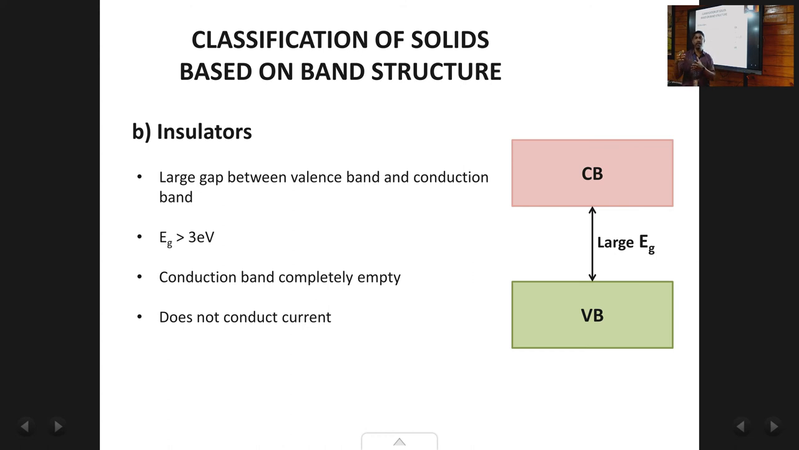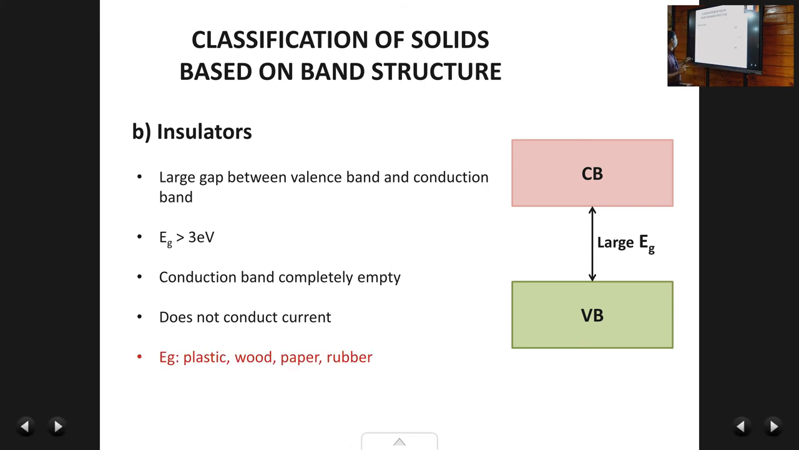When they break down by applying a very large amount of energy, in this case a very large voltage, you can make an insulator conduct. But under normal low voltage conditions, the insulator will not conduct electricity.